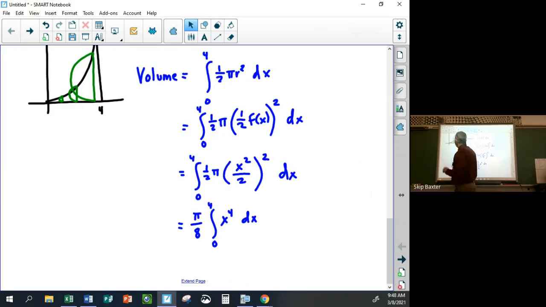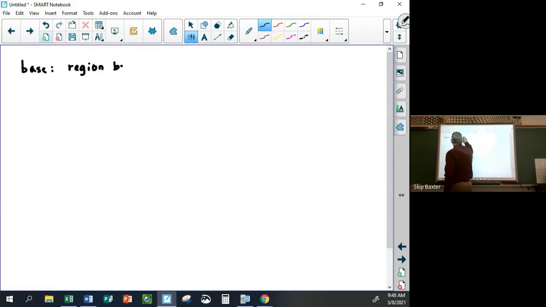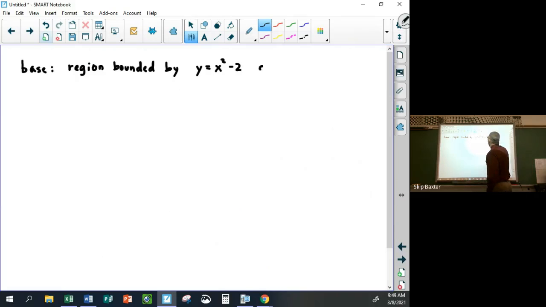Let's try another example. So let's change the base. Let's say the base of the solid is the region bounded by y equals x squared minus 2 and y equals negative x squared.